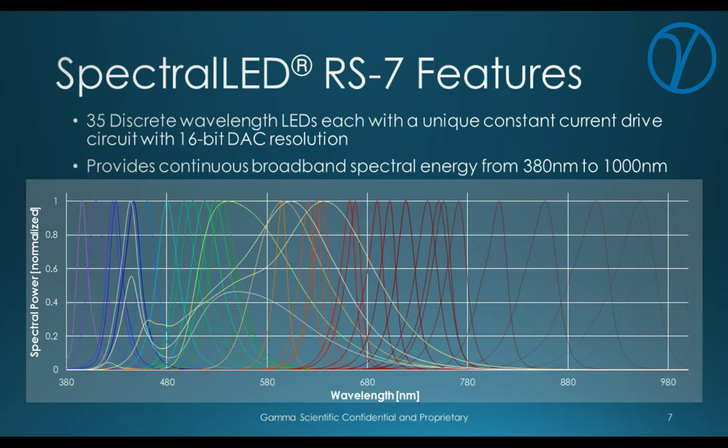This shows the 35 channels that go into our standard design. As you can see, there's very, very dense spacing throughout the visible spectrum. We have a unique channel roughly every 15 nanometers in the visible and about 15 nanometer spacing in the near infrared. That corresponds roughly with the full width half max of those LEDs, so there's no gaps in energy anywhere in the spectrum from 380 nanometers all the way out to 1,000 nanometers. And as I mentioned, each of these has an individual constant current driver with its own control on the output power.